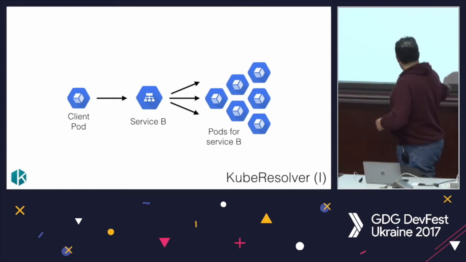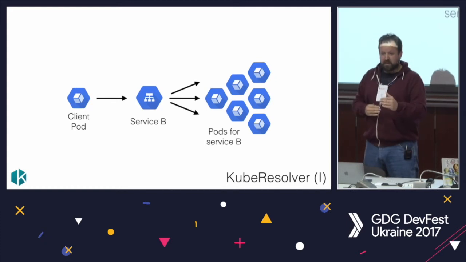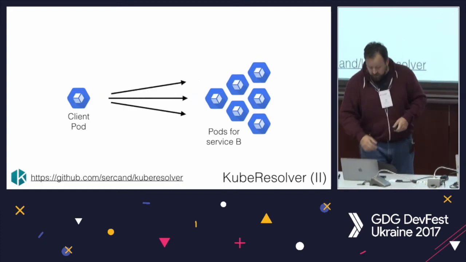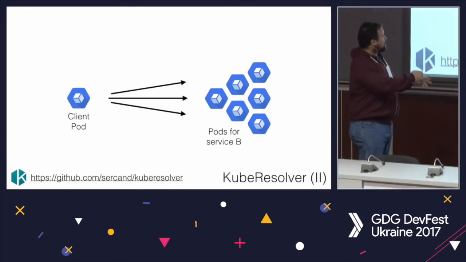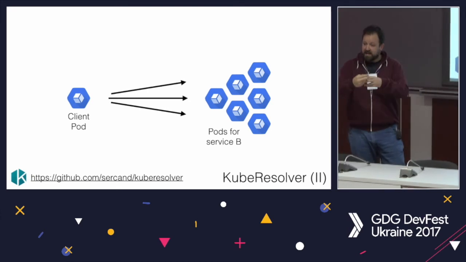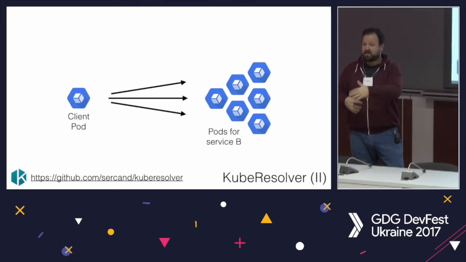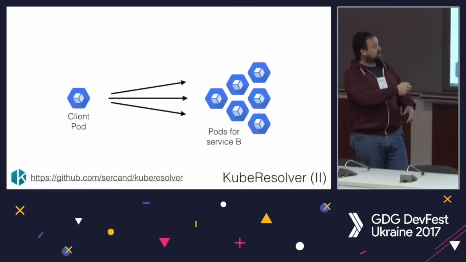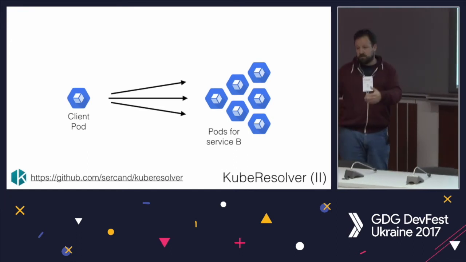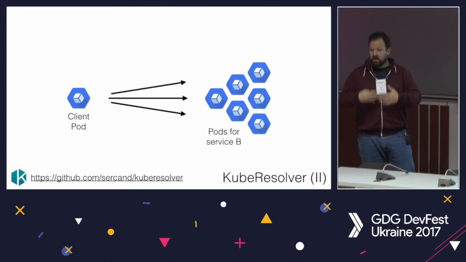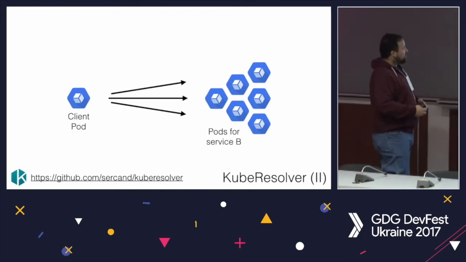So there's this thing called kuberesolver. Kuberesolver is a library that you install in your application, and instead of the gRPC client talking to the virtual IP address, it talks to the API server itself, gets a list of the pods that back this service itself, and just then goes and talks directly to those pods. And it will set up persistent connections to as many pods as it needs to. It'll do its own client-side load balancing.